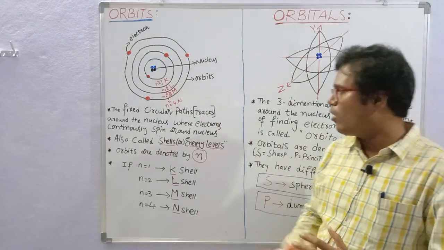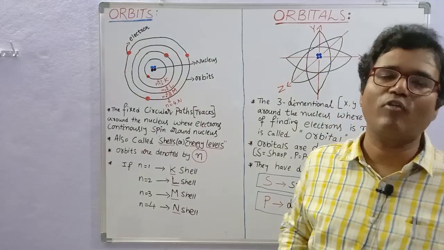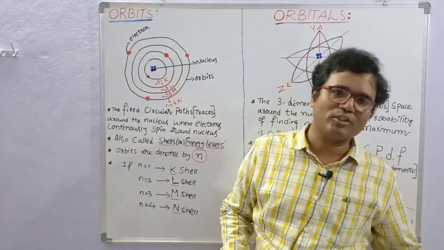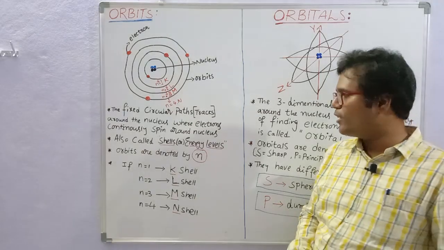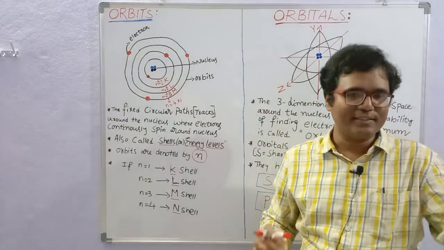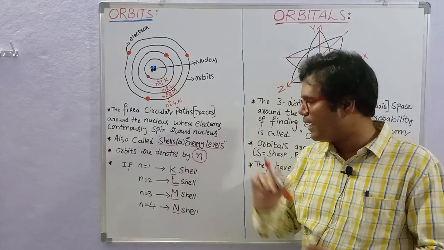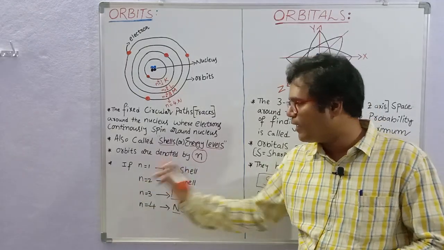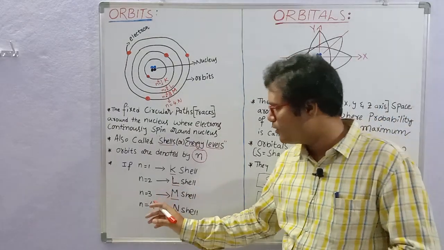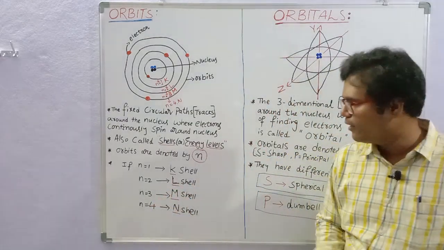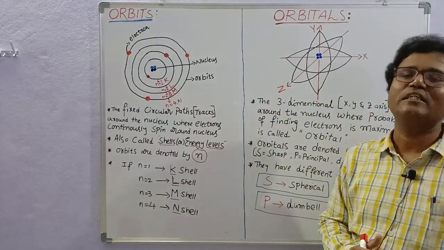Orbits are also called shells or energy levels. So the other name for orbit may be shell or energy levels. Orbits are denoted by the letter n. n is the principal quantum number. If n is equal to 1, it is denoted as K shell. If n is equal to 2, it is denoted as L shell. If n is equal to 3, that is denoted as M shell. If n is equal to 4, that is denoted by N shell.